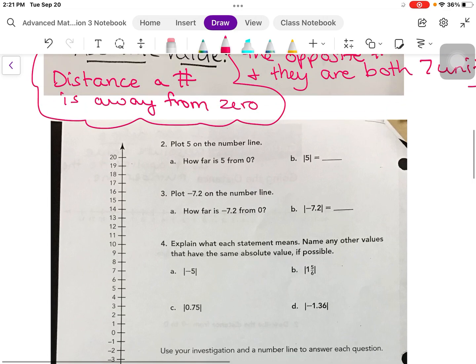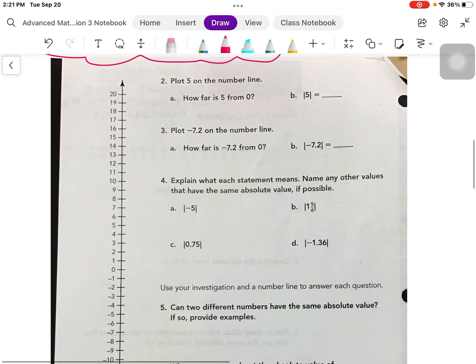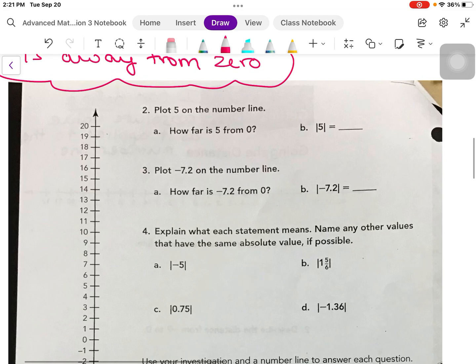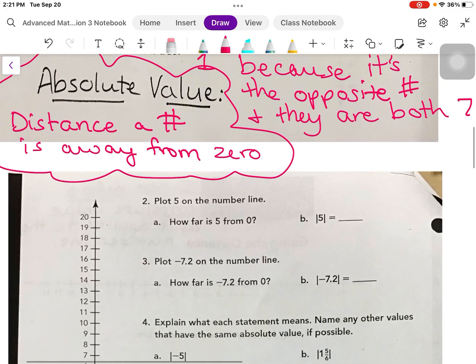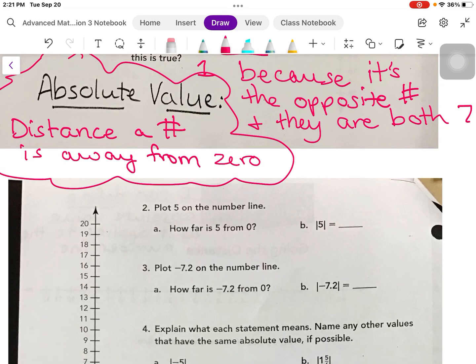Turn your page, please. Let's try these on our own together. Now we have a new symbol. When we talk about absolute value, we use this funky looking symbol, these two bars next to a number. They're two big bars. They aren't ones, they're bars. So like if I had -3, those would be absolute value bars. Or if I had 5/8, those are absolute value bars.